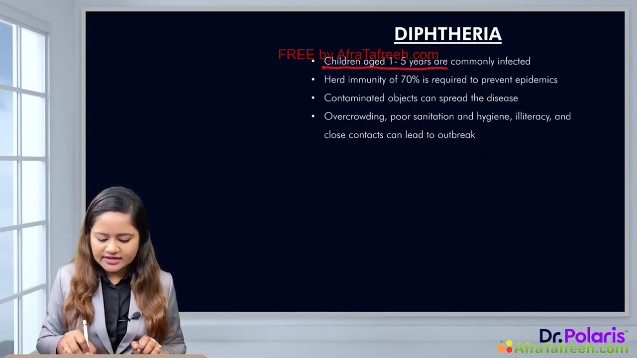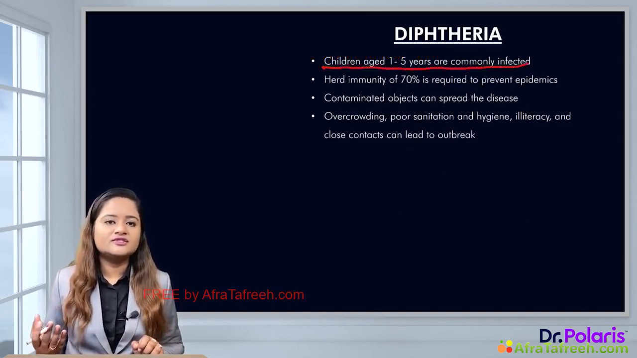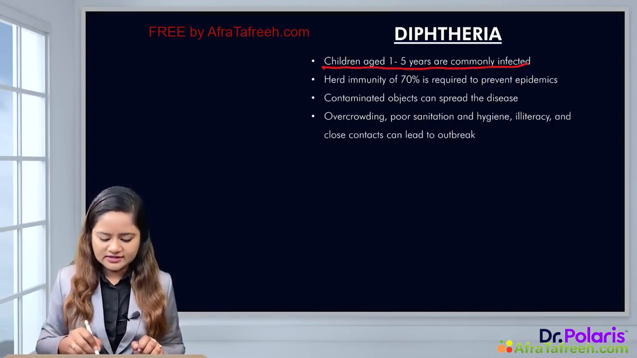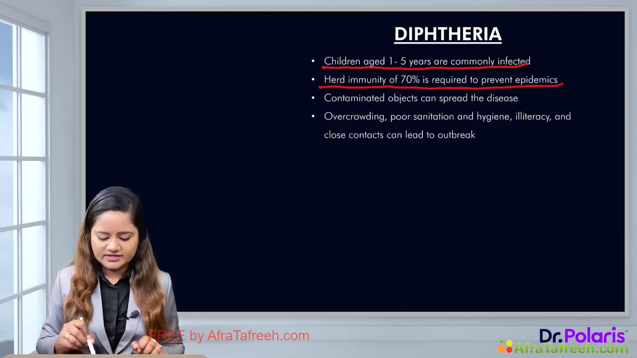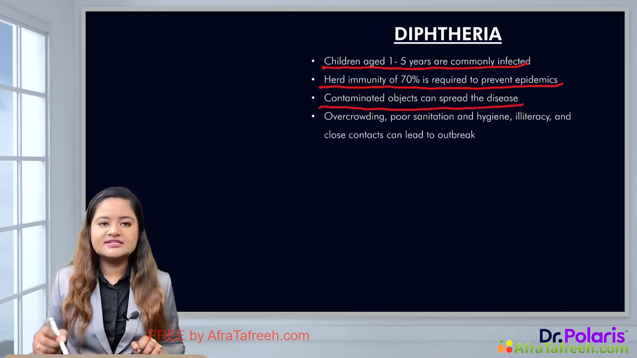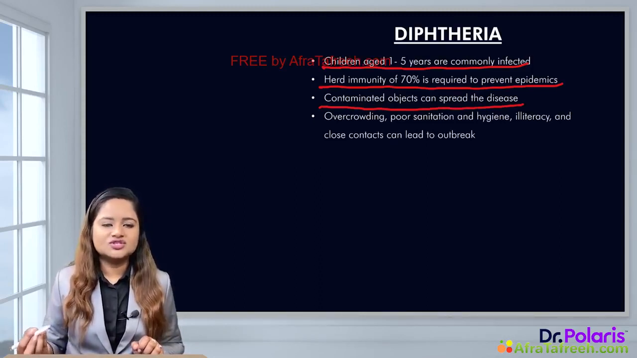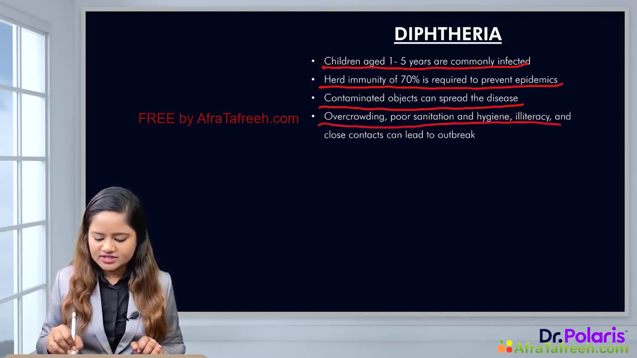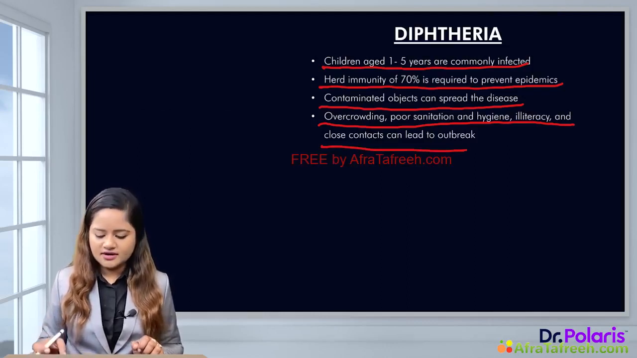Children between the ages of 1 to 5 years are commonly infected. Generally, the infection does not happen after 5 to 7 years, maximum till 7 years of age, but from 1 to 5 years it is commonly seen. Herd immunity of 70% is required to at least prevent any epidemic outbreak. Contaminated objects can easily spread the disease; all that was needed was direct contact with the infected organism, or the organism present in secretions or skin lesions. Overcrowding, poor sanitation, hygiene, illiteracy, and close contacts led to outbreaks of this disease in our country.